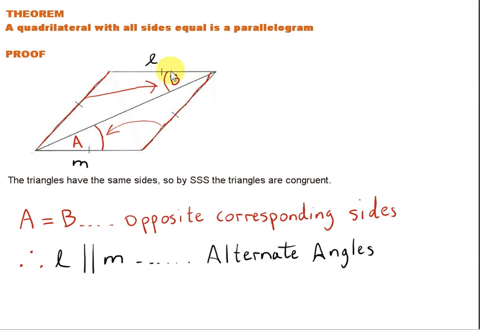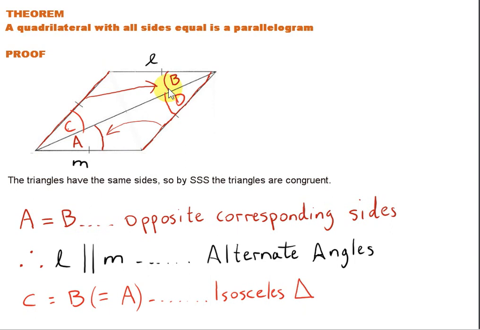Now, if I call this line L and this line M, since A is equal to B, we have what are called alternate or Z angles because of this Z shape. And if two lines are parallel, then these two angles are equal. And the converse of that is also true, actually. I didn't state the converse of it, but it happens to be true. If these two angles are the same, then this line is parallel to this line.